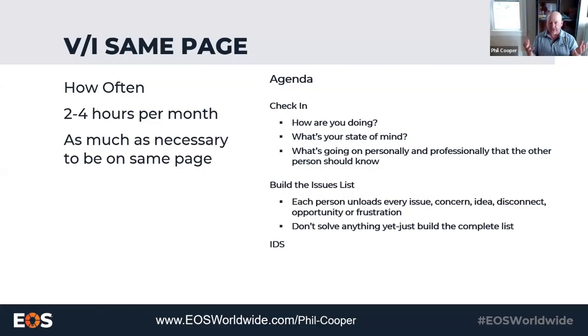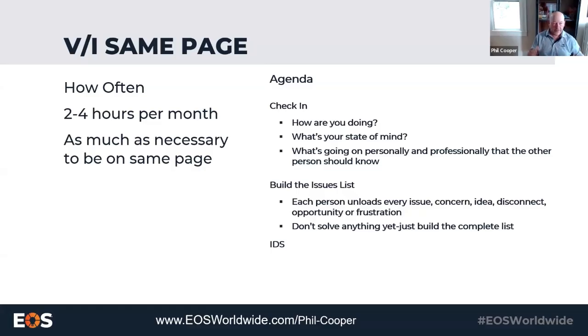The visionary knows what winning and losing looks like for the person they have in place. What is it? And it's the visionary's job to come up with those measures, but it's the integrator's job to keep track of it and know where they're winning and losing at all times. So that's why we do the check-in. How are you doing? What's your state of mind? What's going on personally and professionally that the other person should know?